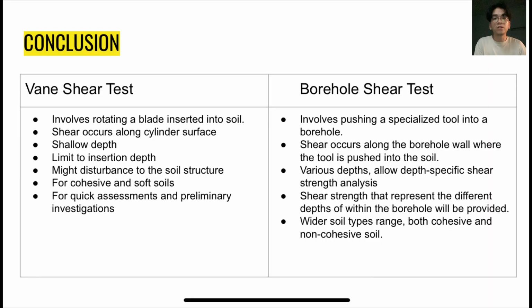So as a conclusion, the Vane shear test involves rotating a blade inserted into a soil, and shear occurs along the cylinder surface, at shallow depth, limited to insertion depth. It might disturb the soil structure. It is suitable for cohesive and soft soils, and for quick assessments and preliminary investigation.